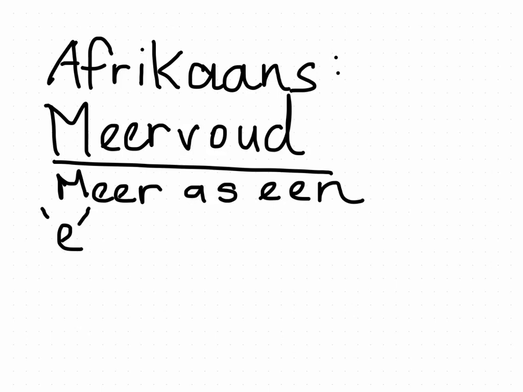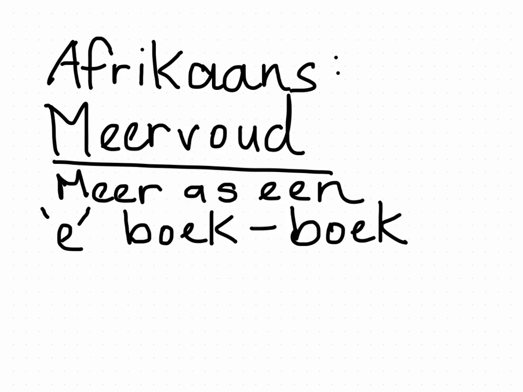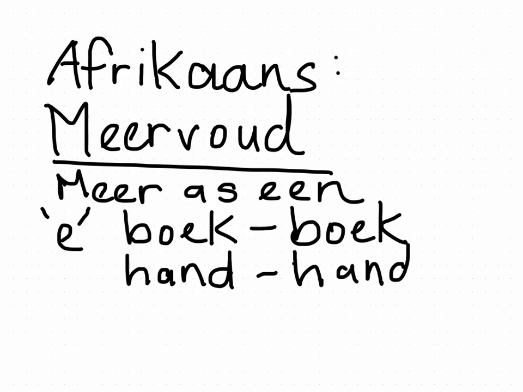I'll give you an example. For example, een book, one book, twee boeke. So we're going to add an E at the end. Een hand, one hand, twee. Can you give me the answer? Yes, hande. Okay, so we've got boeke and hande, and there are many, many more examples. But what we're going to do now, I'm going to discuss the two basic rules in Afrikaans for meervoud.